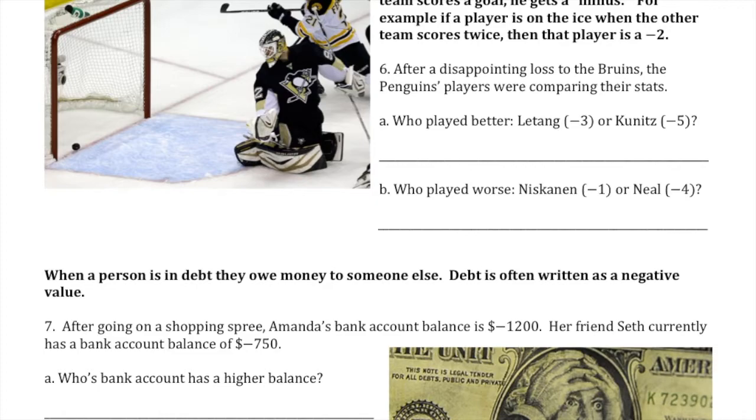In hockey, if a player is on the ice when the other team scores, he gets a minus. For example, if a player's on the ice when the other team scores 2 goals, he'll be a -2 for the game. So, a disappointing loss for the Penguins to the Bruins. Who played better? Letang was a -3 or Kunitz a -5. Letang had a better game.